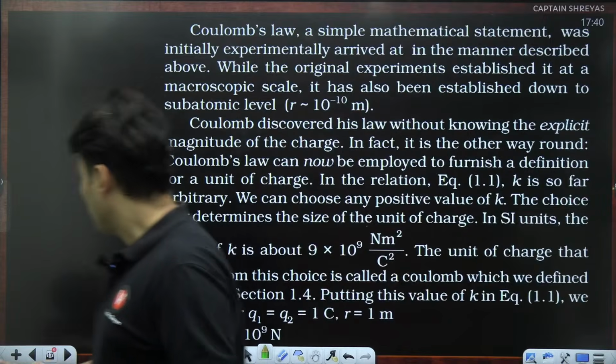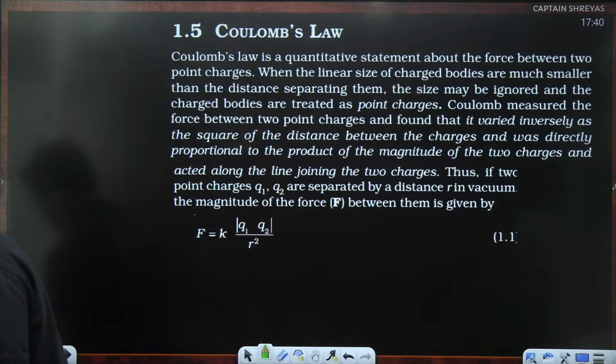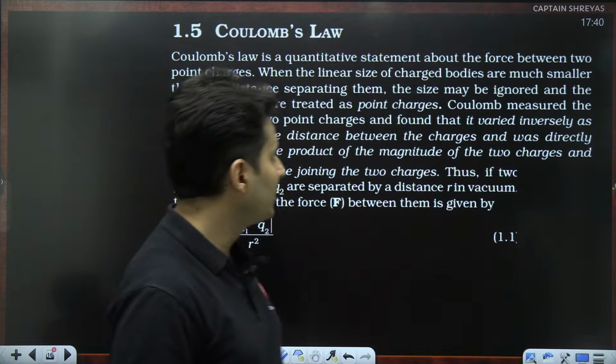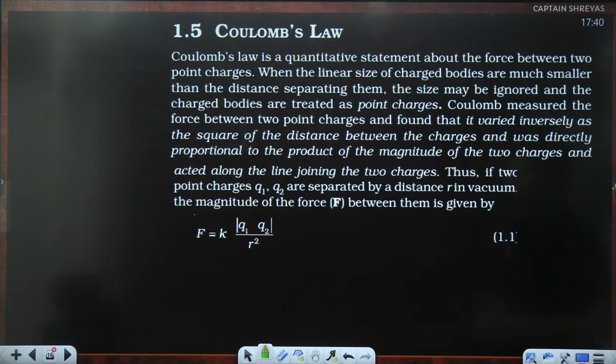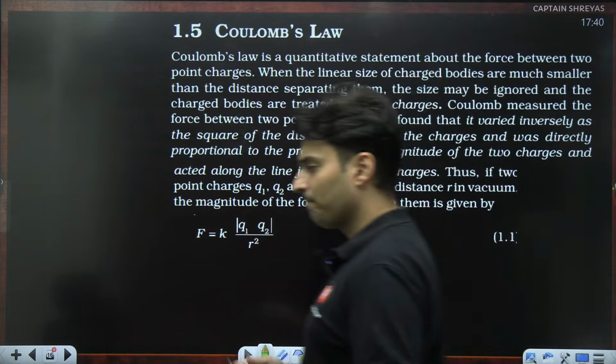All right. So that was about charges. Shall we go ahead, my dear warriors, and talk about the next concept, which is basically Coulomb's law? Yep, Coulomb's law.